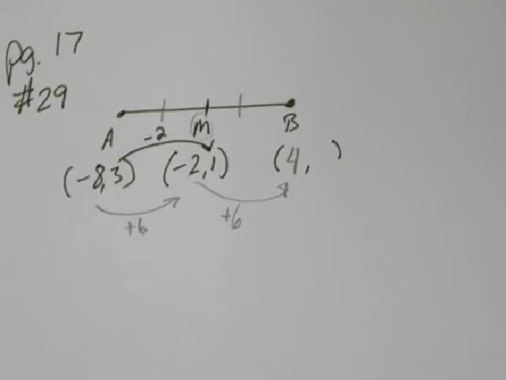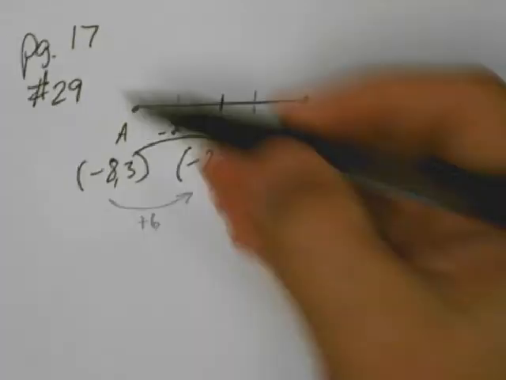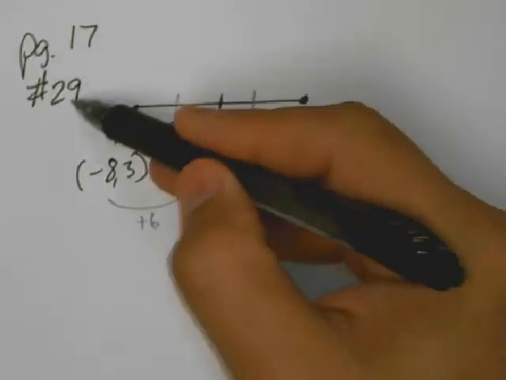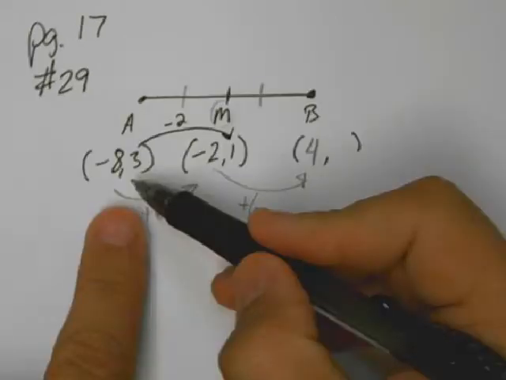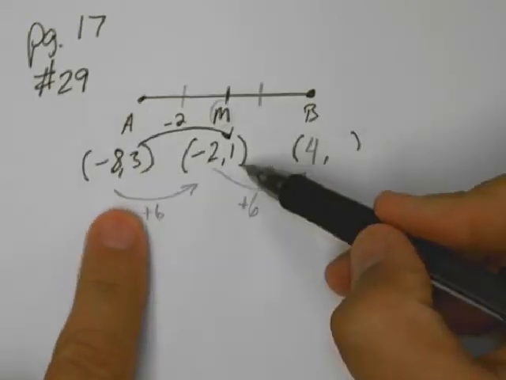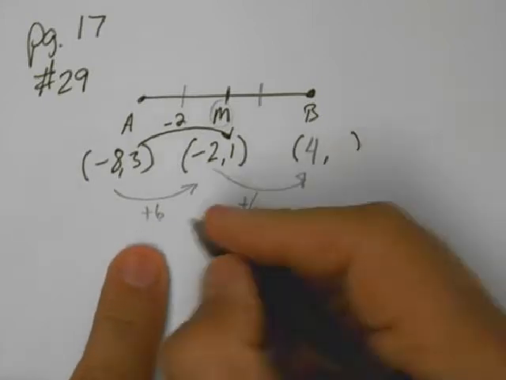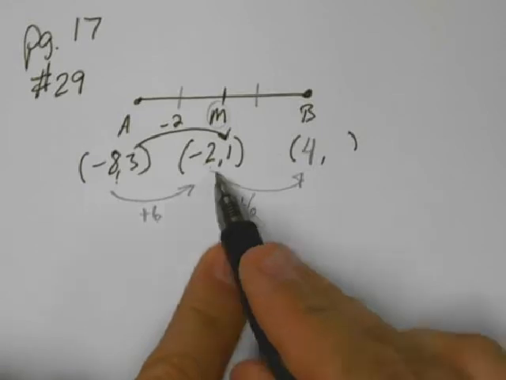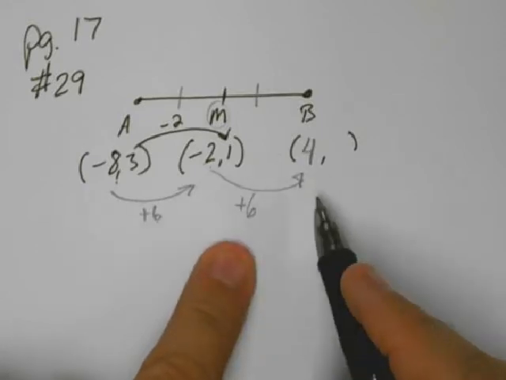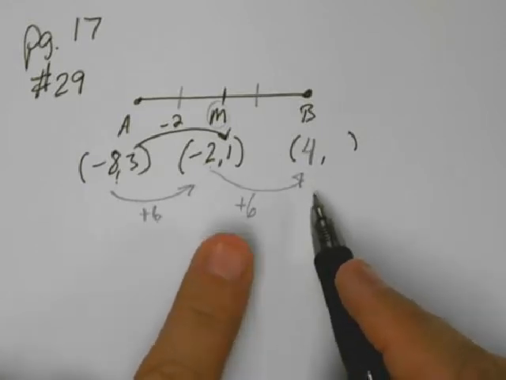Let me review. This is page 17, number 29. We are finding coordinate B. A is given as (-8, 3). M is (-2, 1). We know that it's 6 units from -8 to -2, so we take 6 more units and go to 4. We're doing the same thing now with y, and you're caught up.